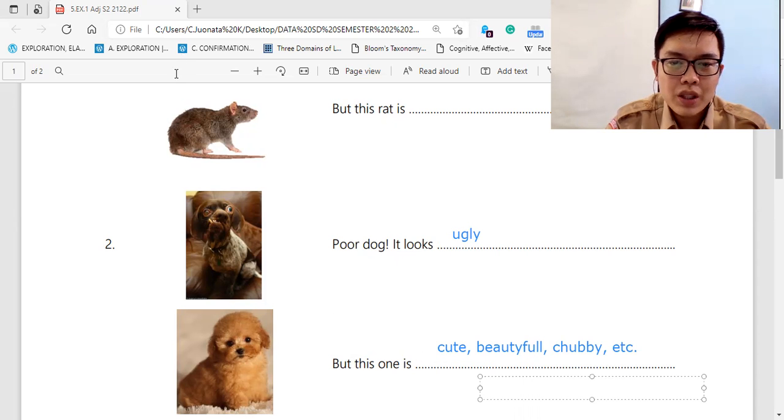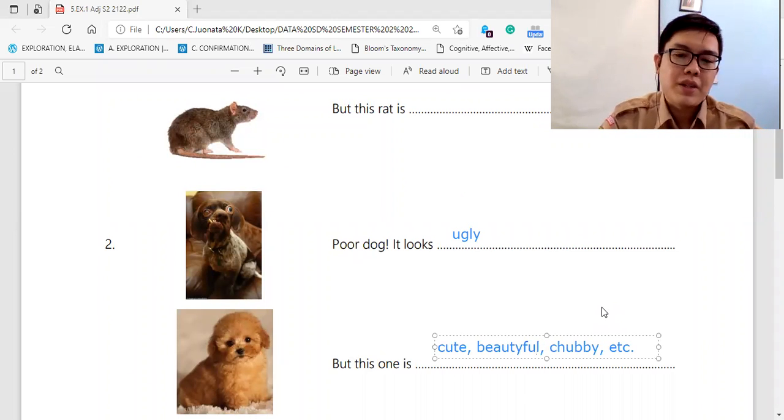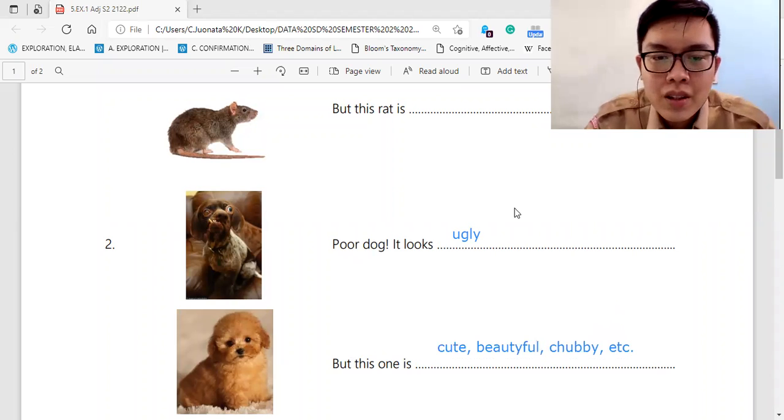I think I have the wrong answer here. Let's see. Beautiful, chubby and extra. Right. Let's move on.